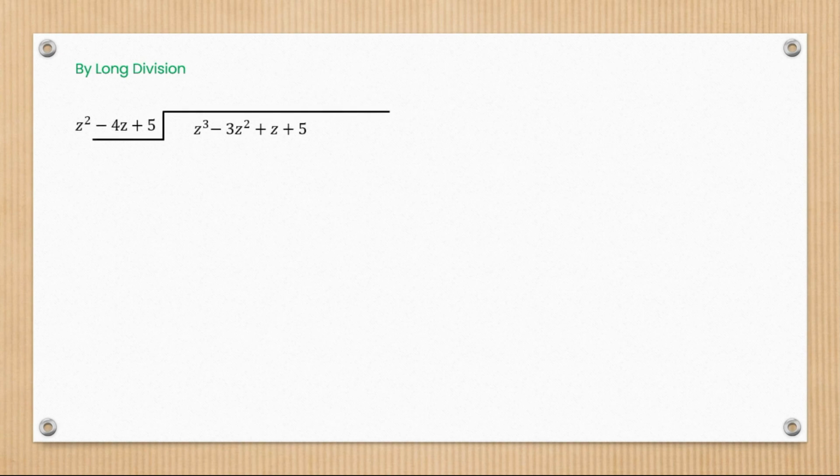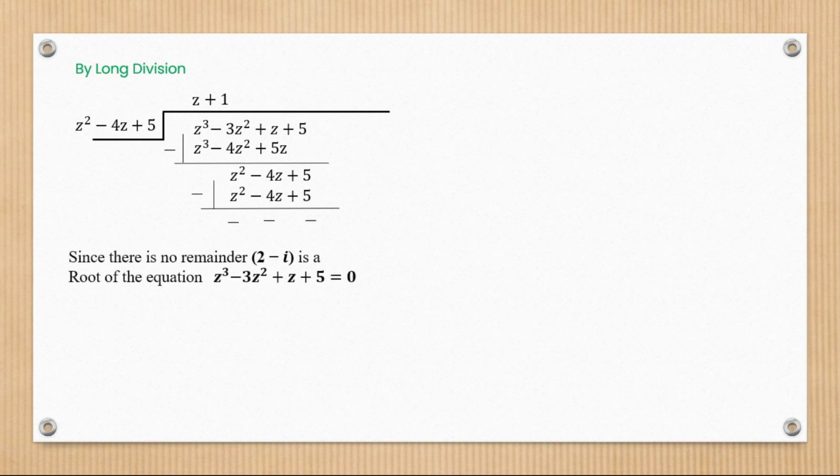So by long division, to find the other factor of the same cubic equation, we can actually see that z cubed divided by z squared is z, of which z times z squared is times the values on the left, will end up having that. So when you do a subtraction, we are left with z squared minus 4z plus 5. So z squared divided by z squared is 1, so we have a positive 1. Then 1 times the values on the left, we end up with that. So we're left with no remainder.